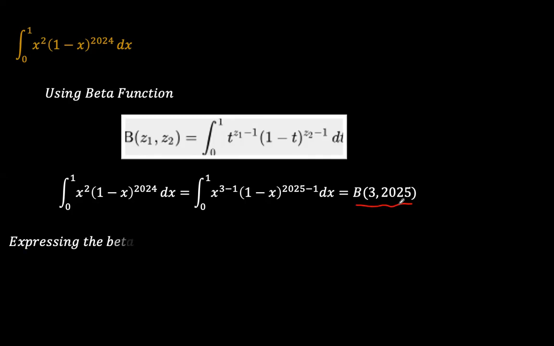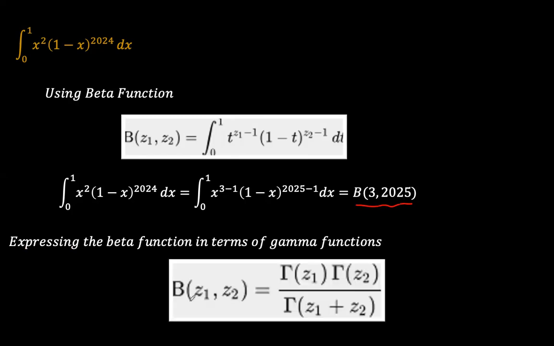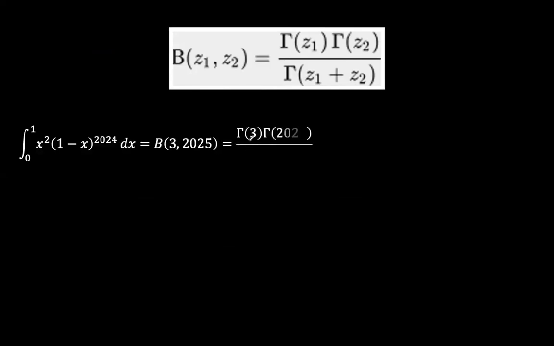Now, if we express this beta function in terms of gamma functions, because that's what would really help us to solve it, from Wikipedia again, if you have a beta function of z1 and z2, that's the same as the gamma function of z1 times the gamma function of z2 all over the gamma function of z1 plus z2. So therefore, if our beta function is of 3 and 2025, then that's the same as the gamma function of 3 times the gamma function of 2025 over the gamma function of 3 plus 2025, which is the gamma function of 2028.